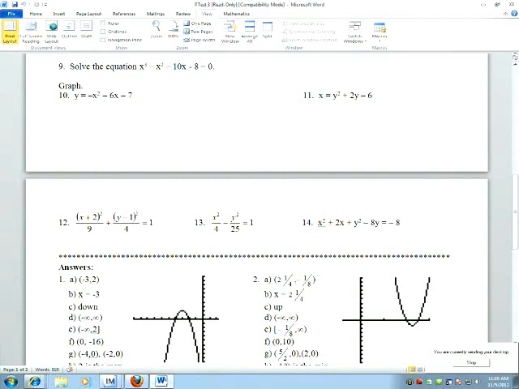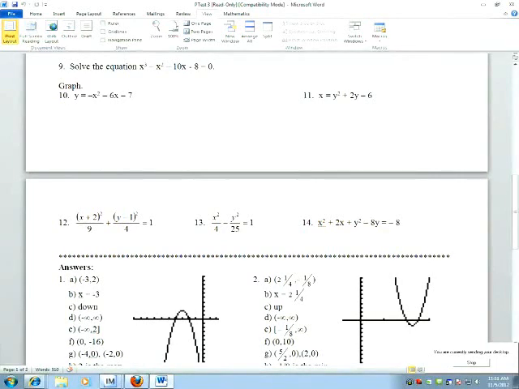Number 12 is definitely what? An ellipse, because both variables are squared with different but positive coefficients. Number 13 is definitely a hyperbola, because one of the coefficients is negative. Number 14, what about number 14?